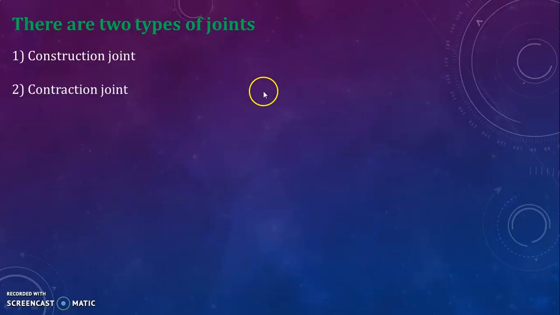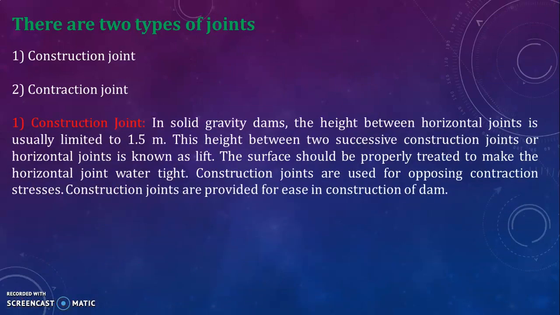There are mainly two types of joints, construction joint and contraction joint. Construction joint: in solid gravity dams, the height between horizontal joints is usually limited to 1.5 meter. This height between two successive construction joints or horizontal joints is known as lift. The surface should be properly treated to make the horizontal joint watertight. Construction joints are used for opposing contraction stresses. Construction joints are provided for ease in construction of the dam.